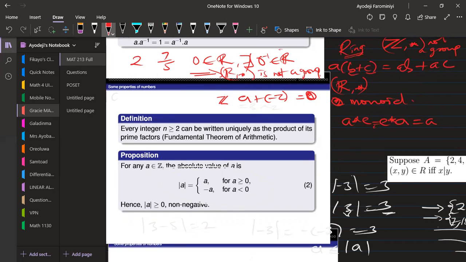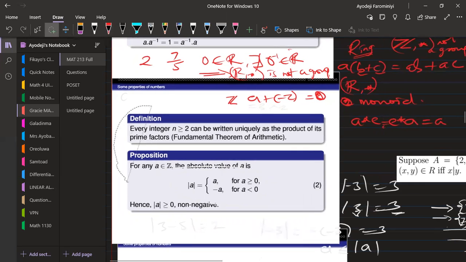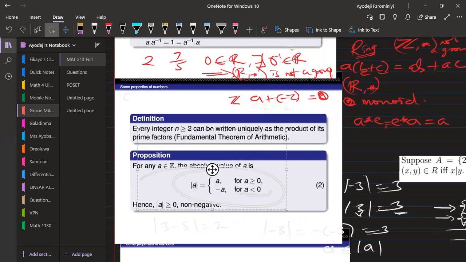Question. Okay. You said all numbers are real numbers. Yes, rational numbers are real numbers. But not all numbers are rational numbers. Yes, not all real numbers are rational numbers. Any problem with that?